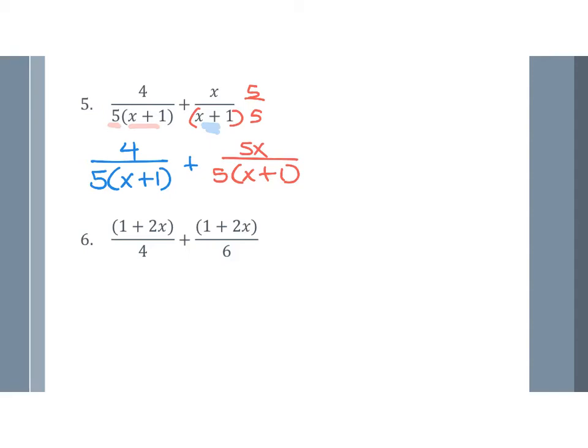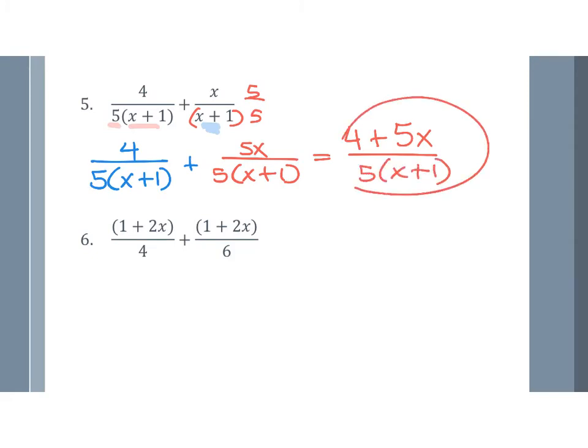Now that the denominators are the same, I add the numerators. 4 plus 5x over 5 times x plus 1. And I'm done. If you prefer to write it as 5x plus 4, you can do that also. You do not need to distribute the denominator. So either answer here is acceptable.